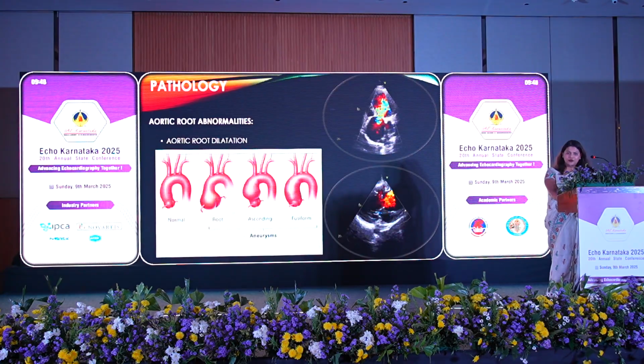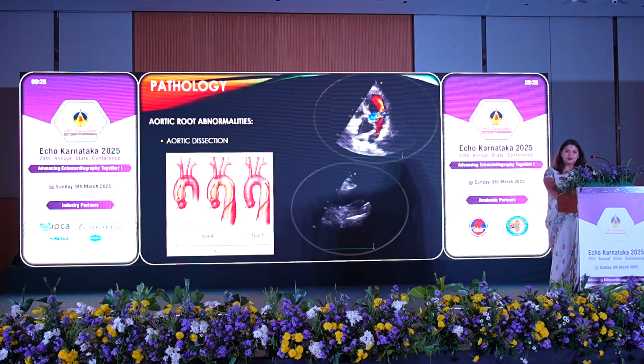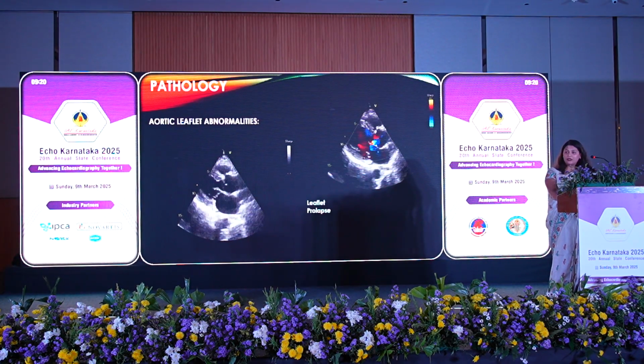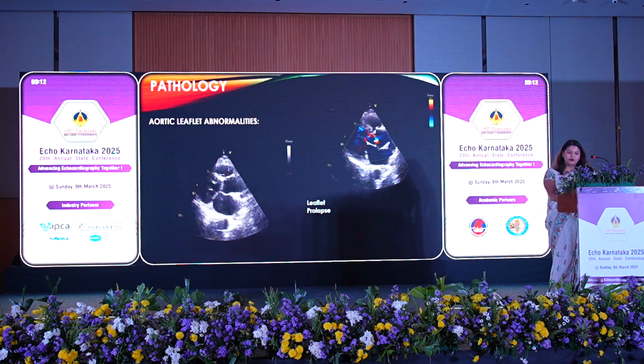Pathology remains, just two more important ones: aortic root abnormalities and leaflet abnormalities. In the aortic root abnormalities, you basically see aortic root dilatation, which can be beautifully classified with the Carpentier classification. Further, root dilatation leads to aortic dissection, which is also very frequently observed, leading to severe aortic regurgitation. The other one is aortic leaflet abnormalities, where you can have a prolapse, a perforation, a leaflet tear, or associated vegetation with the leaflet, which can lead to severe aortic regurgitation.